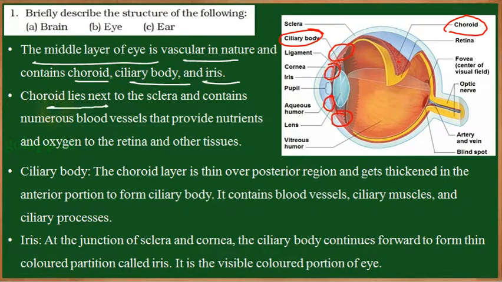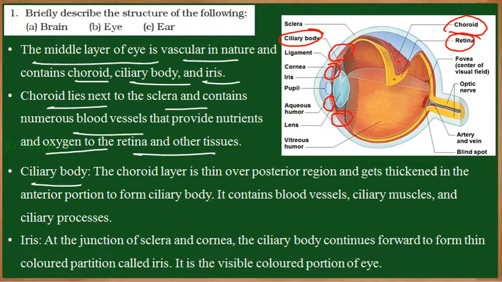So the choroid tissue lies next to the sclera and contains numerous blood vessels. Now this layer is supplied with blood vessels that provide nutrients and oxygen to the retina and the other tissue. Now below this choroid there is a retina. There is one more layer called retina. So this third layer is the retina, and this gets nourishment by the blood vessels which are present in the choroid and to the other tissues or cells present in the eye.